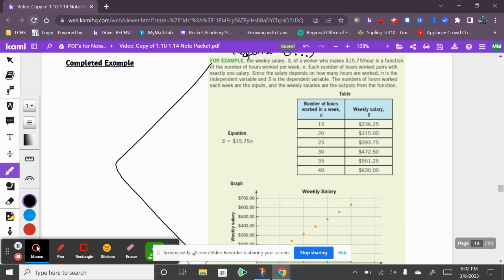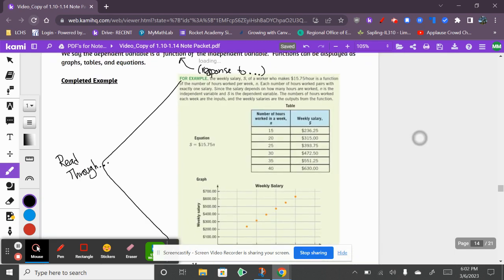I would go ahead and take a little bit of time and read through this. I won't read it to you, but it's something that you can look at on your own. So you can go ahead and pause the video and read through this in your note packet.